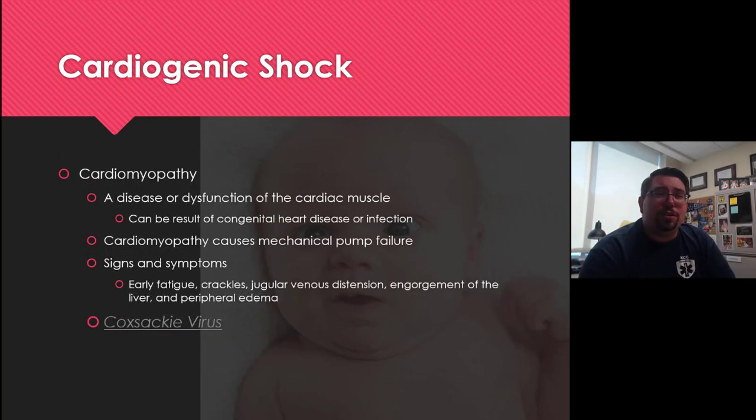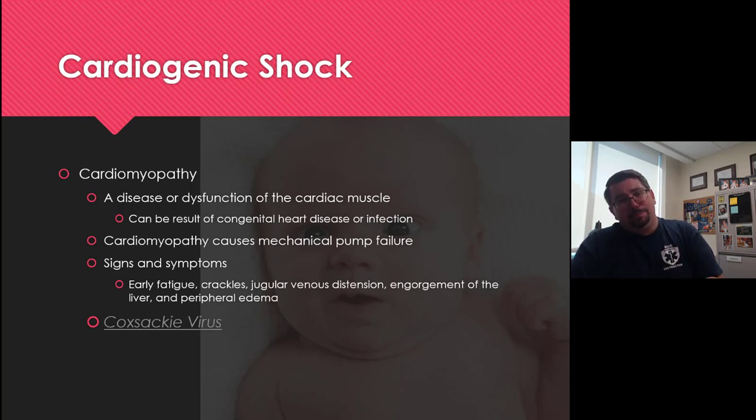Cardiomyopathy is another component. This is where we see a disease or dysfunction of the cardiac muscle. Oftentimes it's related to congenital heart disease or an infection. It's generally an enlarging or weakening of the heart. It generally will result primarily from a mechanical pump failure.